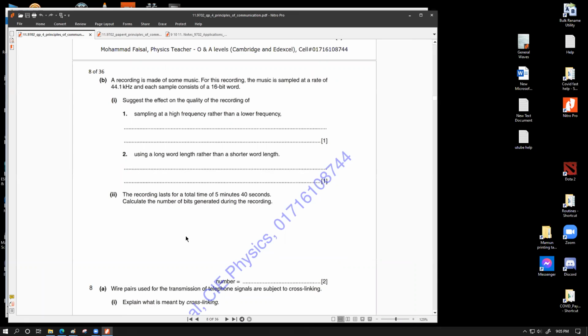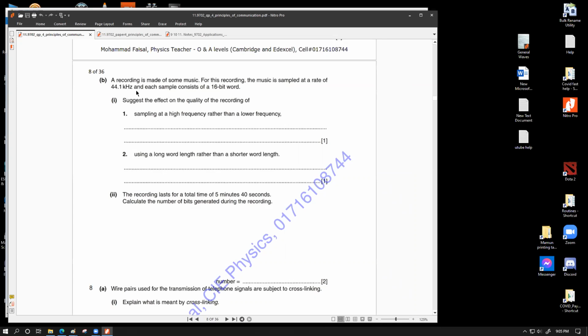Okay, I would like to help a bit with this question. What I want you to understand is that sampling at 44.1 kilohertz means every second we are taking 44.1 times 10 to the power 3, so 44,100 samples out of the signal, and each of those samples has 16 bits in it.